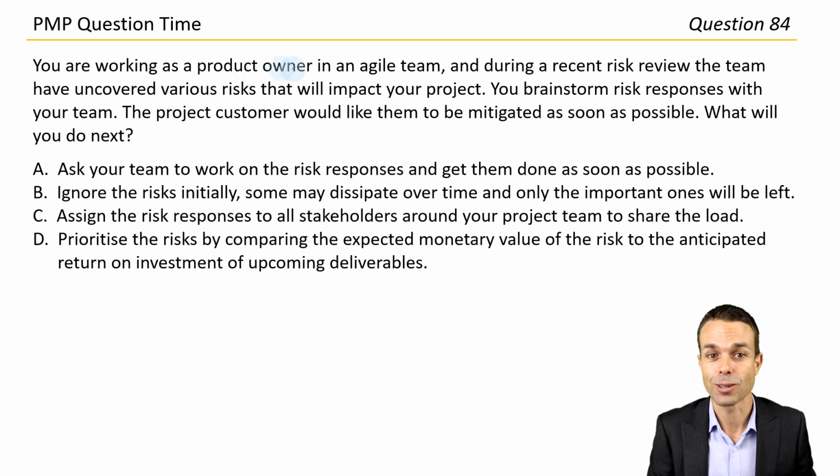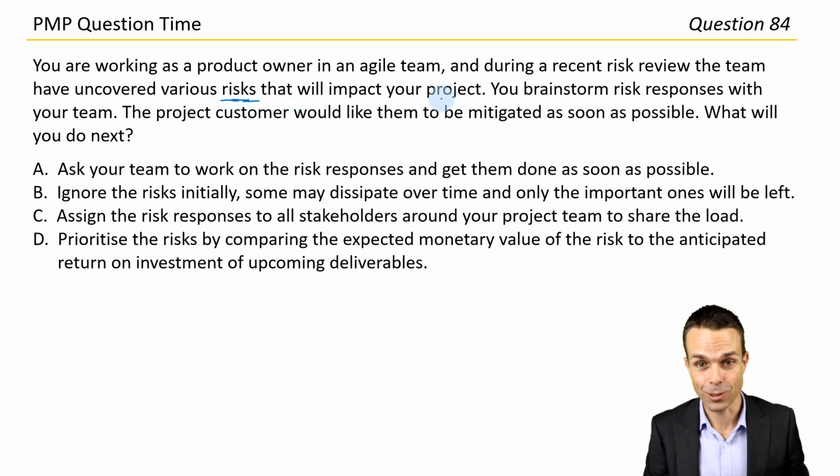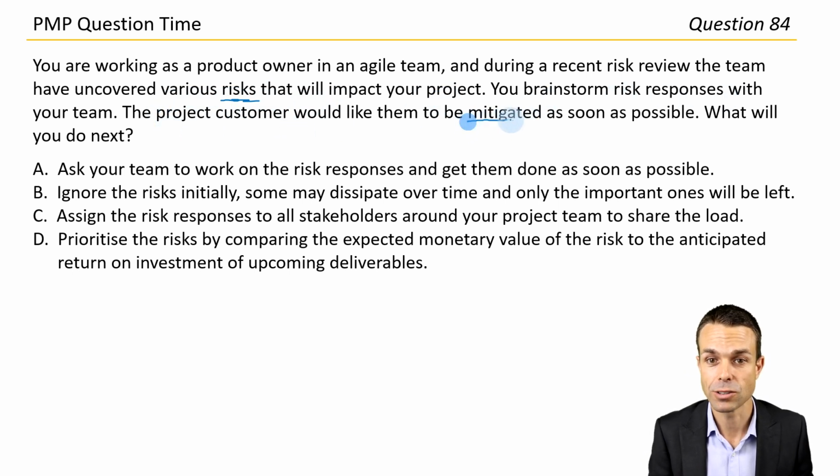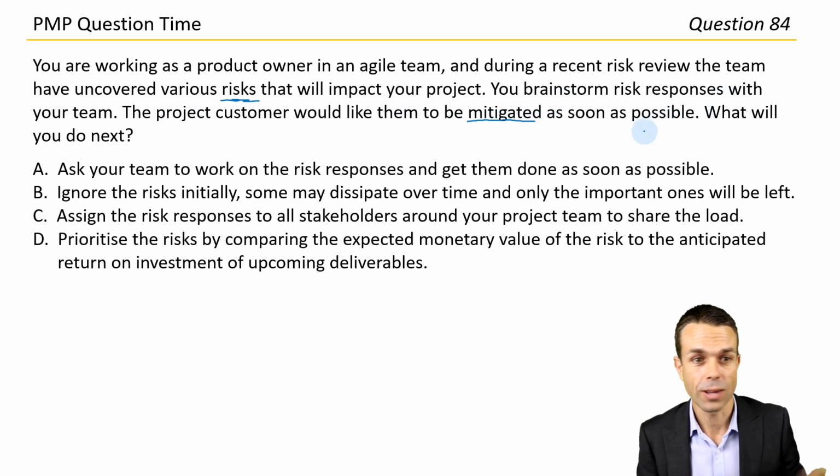You're working as a product owner in an Agile team, and during a recent risk review, the team have uncovered various risks, more risks, excellent, that's always fun, that will impact your project. You brainstorm risk responses with your team. The project customer would like them to be mitigated as soon as possible. What will you do next?